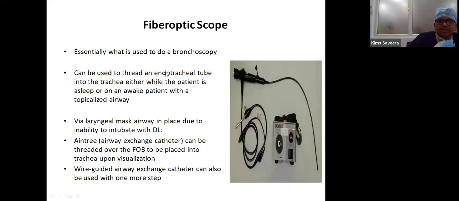Then fiber optic scopy, it is essential to do bronchoscopy. And in difficult intubation, we can also use a pre-loaded tube on the bronchoscope. Generally, any tube above size 6.5 will fit. We can use it with supraglottic airway devices also, to exchange the supraglottic airway and put a tube.